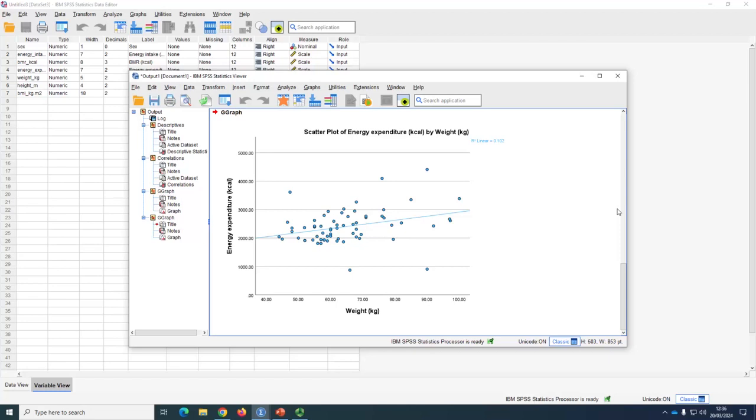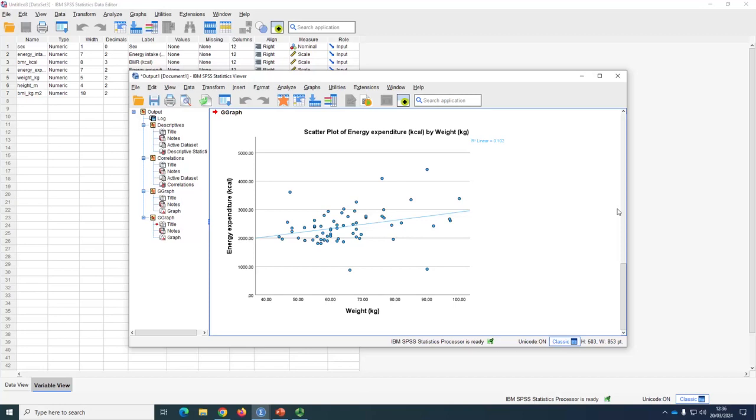Oh, what have you got? Okay, go back to by yourself. I would just reset and drag it in there. Energy expenditure and weight. So you've now got your graph.